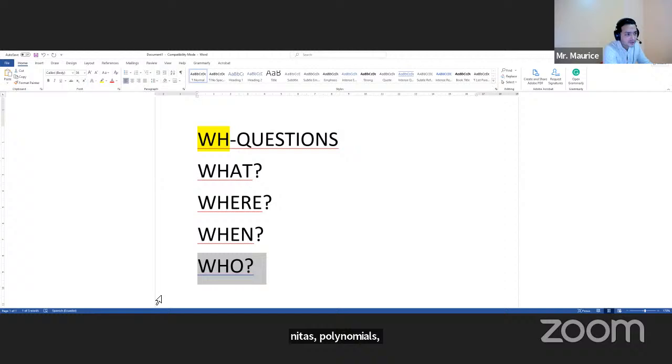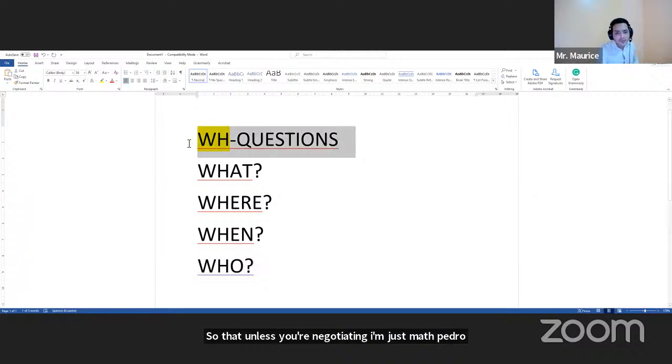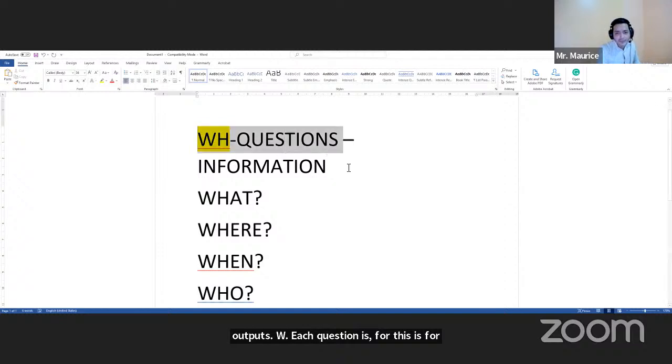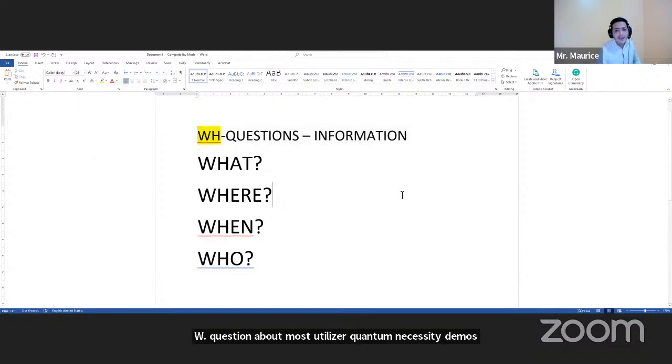WH question se relacionan así. Hay muchas más, pero básicamente el conjunto se las denomina con esta palabra, WH question. De manera general, pues WH question is for this. Information. Básicamente WH question la vamos a utilizar cuando necesitamos obtener información. We need information. What, where, when, and who. Information. Alright? Let me go back to the previous PowerPoint presentation.